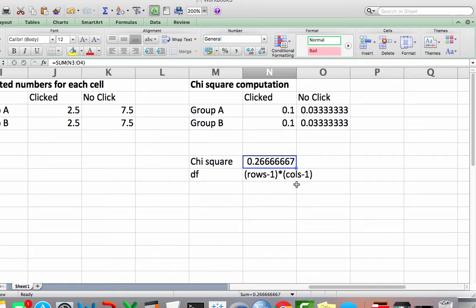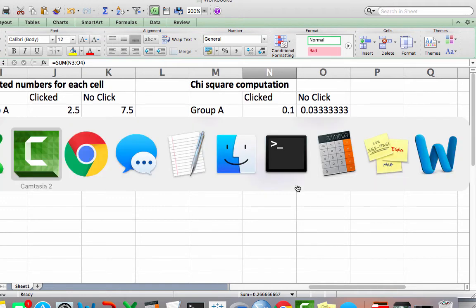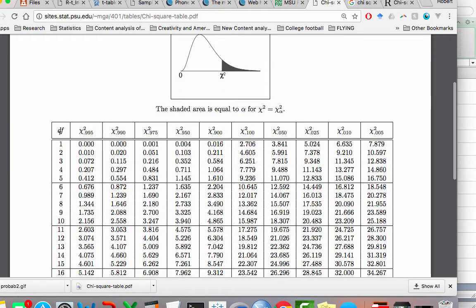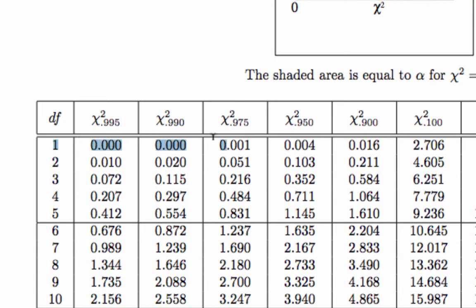I uploaded a couple of chi-square tables to the course website, so you can check this yourself. Here's a chi-square distribution table. We have degrees of freedom equals 1 over here on the left. If we look over and try to find a value that's close to our chi-square value, it jumps from 0.016 to 2.706. So ours is somewhere in there, meaning we know it's probably not significant because we have these really high numbers up here.